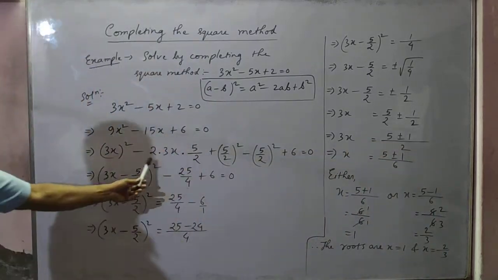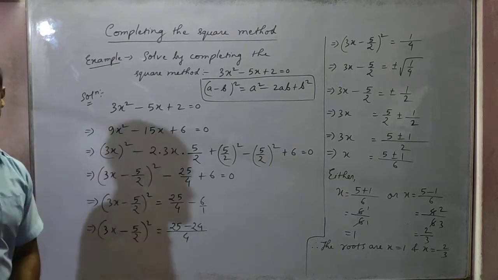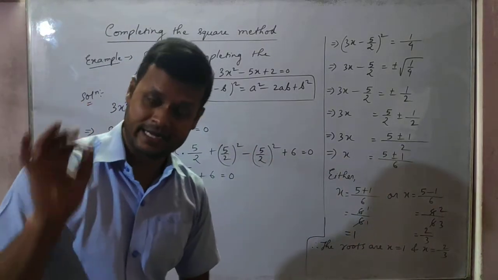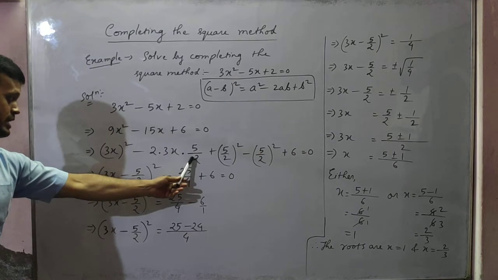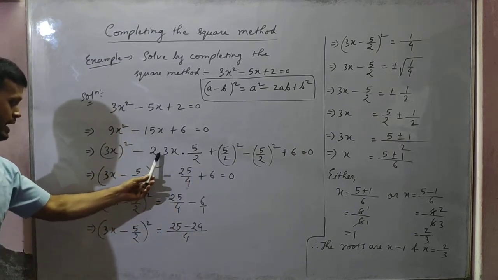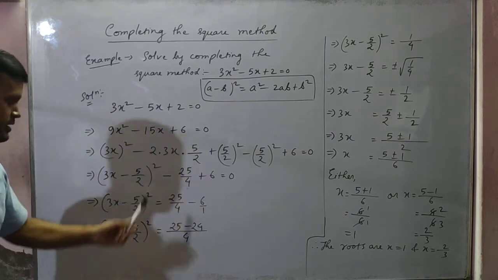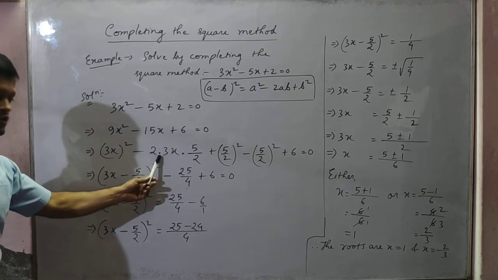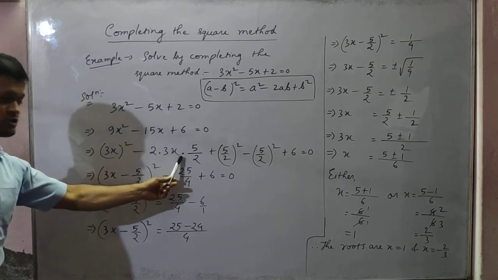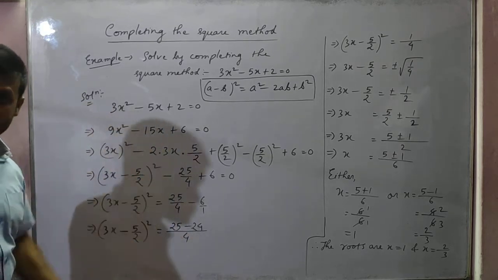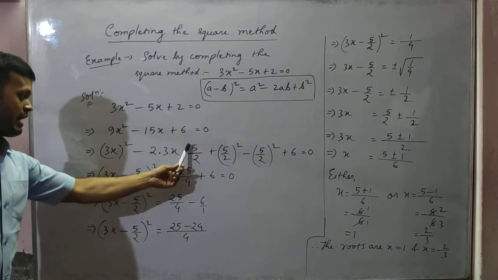Okay. So 2 into a means 3x. In place of b, students, I have to write a number. This is 2 and this dot means into. 2 into 3x into, this dot means once again into. So into 5 by 2 I wrote.